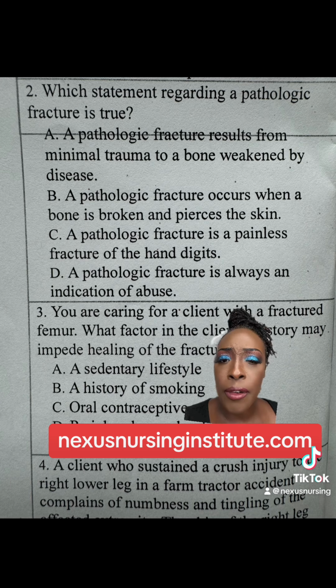What do you mean a pathologic fracture is always an indication of abuse? Because a person has a disease and that disease process caused them to have a fracture, how is that abuse? That makes absolutely no sense. So A is the correct answer choice.